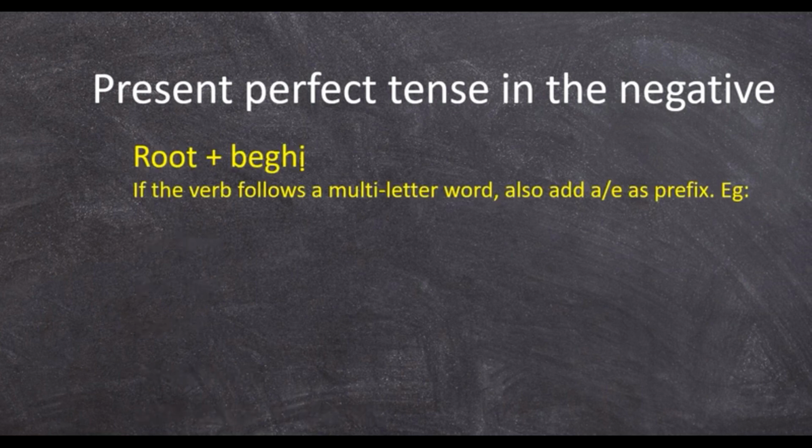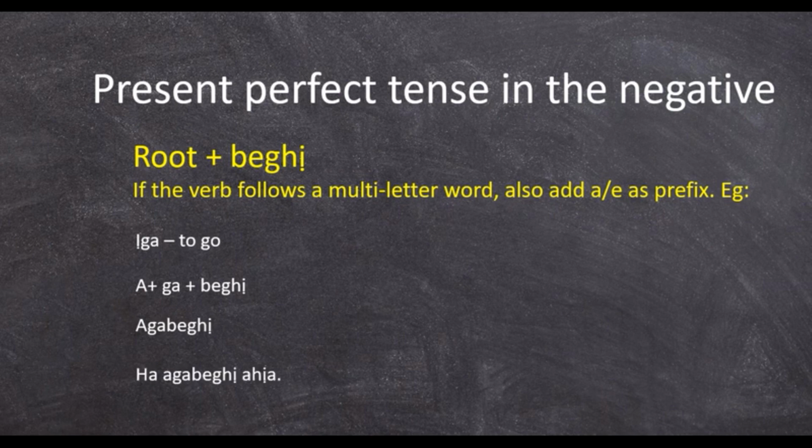But once we have more than one letter, we need to add a prefix, a or a. Because the verb is ga, this time we're choosing a based on vowel harmony. Agabei, ha agabei ahia, they have not gone. Ijoma agabei ahia, Ijoma has not gone. Ha agabei, they have not gone. Ijoma agabei, Ijoma has not gone.